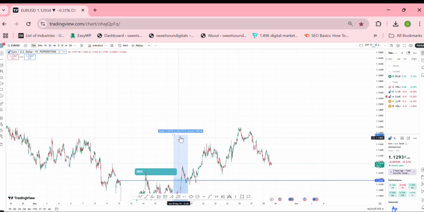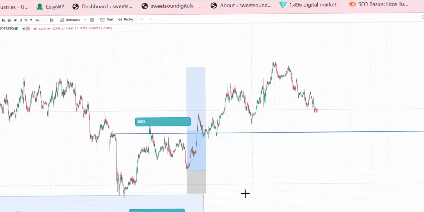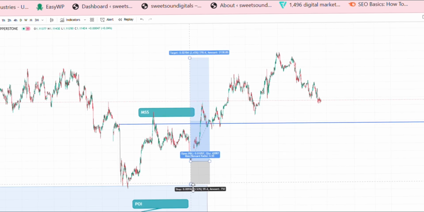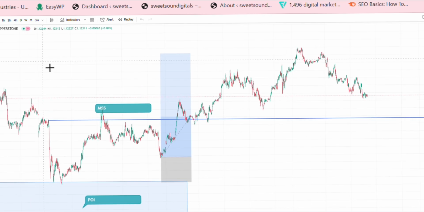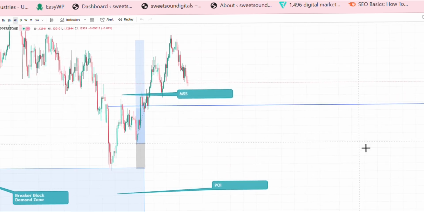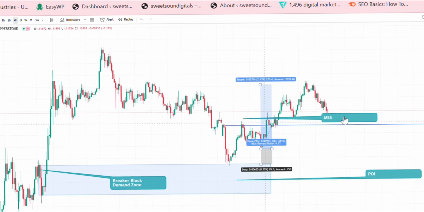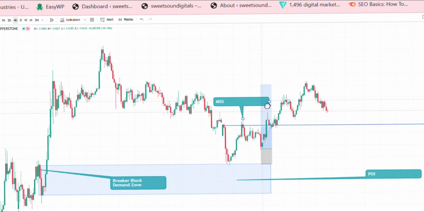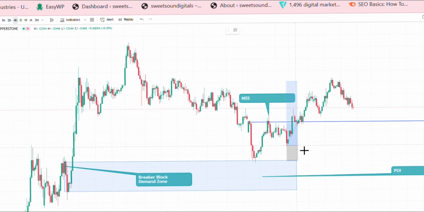Now we wanted a simple 1:3, and then price took out this high. Stop loss just slightly below here. That was how we caught this trade. Going to the 4 hours, you can see the trade setup. This is our entry. This was a market structure shift. This was our POI. Price hit our POI around here.